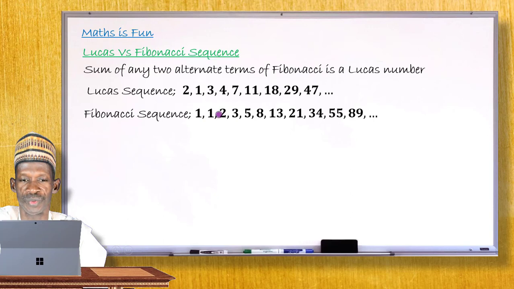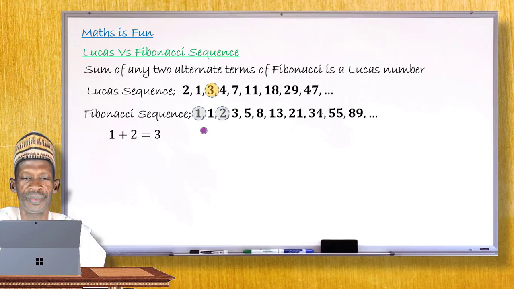Addition of 1, 1 gives you this 2. Addition of 1 and 2 gives you 3. 2 and 3 gives you 5, like that. So these two sequences of numbers have a very, very strong relationship. And one of them says the sum of any alternate terms of your Fibonacci. This is your Fibonacci sequence. If you add any two alternate terms, what you have as the sum will definitely be a term in your Lucas sequence. Let's just test it and see.